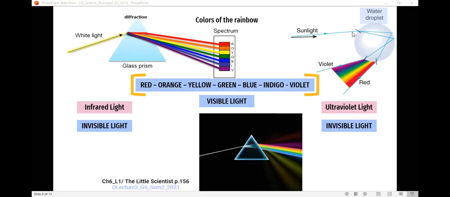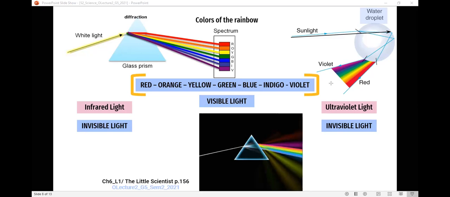Okay, the sun sends white light onto these droplets. The droplets behave like a prism and they diffract light into the 7 colors of the rainbow, which are always in the same order: red, orange, yellow, green, blue, indigo, violet. Always. Okay? I'll go back again.